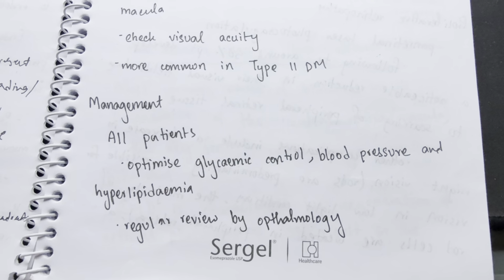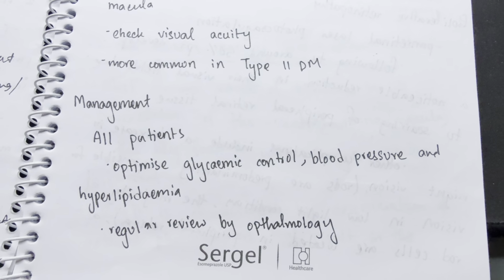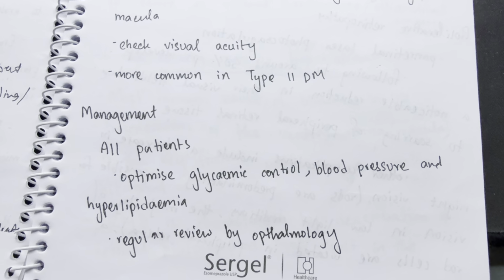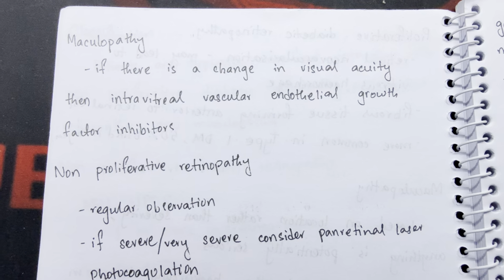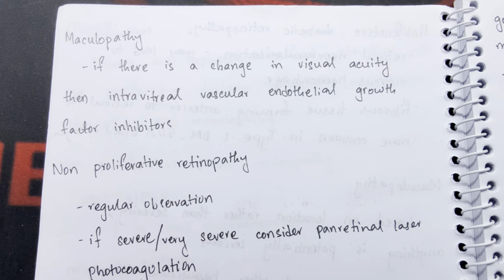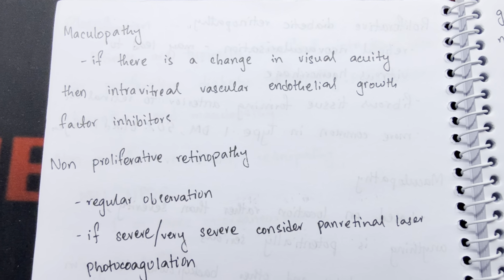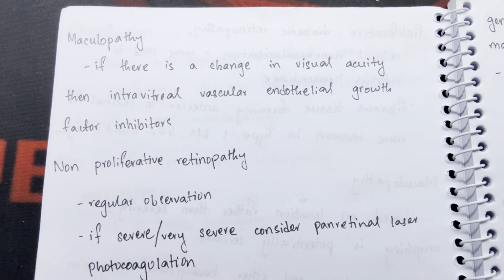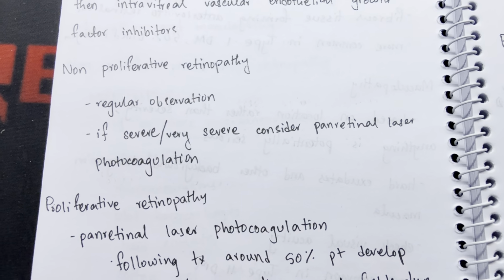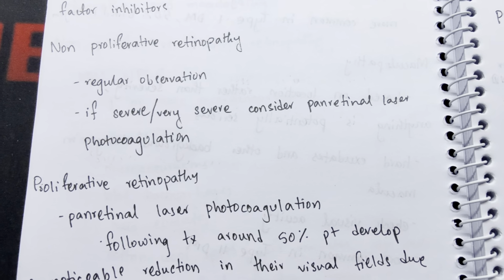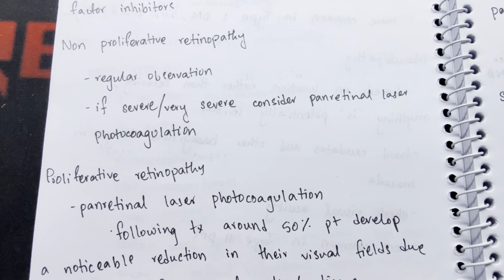The management is all patients should be optimized for glycemic control, blood pressure and hyperlipidemia, and regular review by ophthalmology. In maculopathy, if there is a change in visual acuity, then intravitreal vascular endothelial growth factor inhibitor should be used. In non-proliferative retinopathy, regular observation should be done. If severe or very severe, consider panretinal laser photocoagulation.